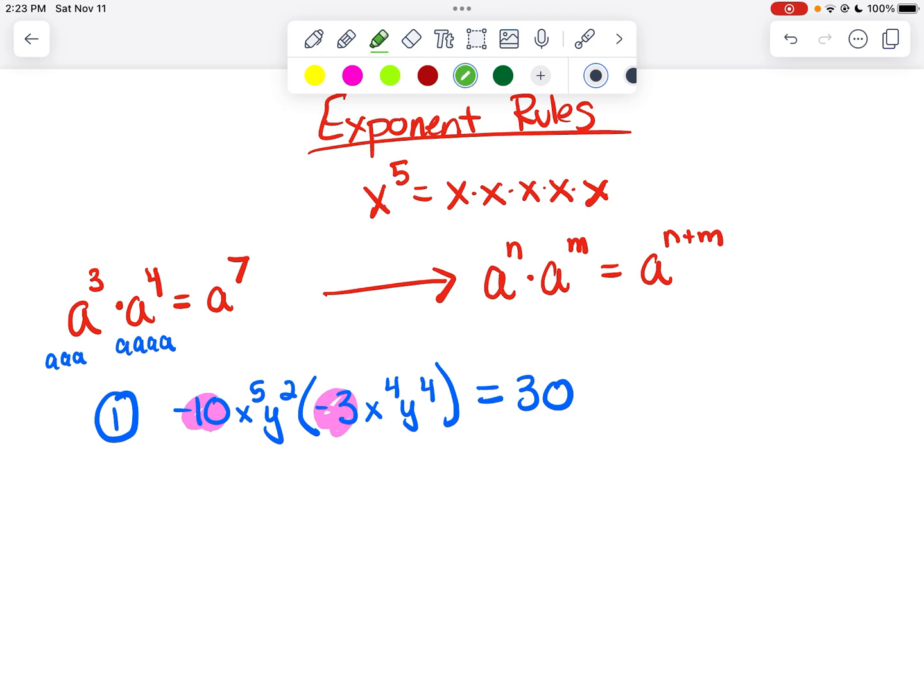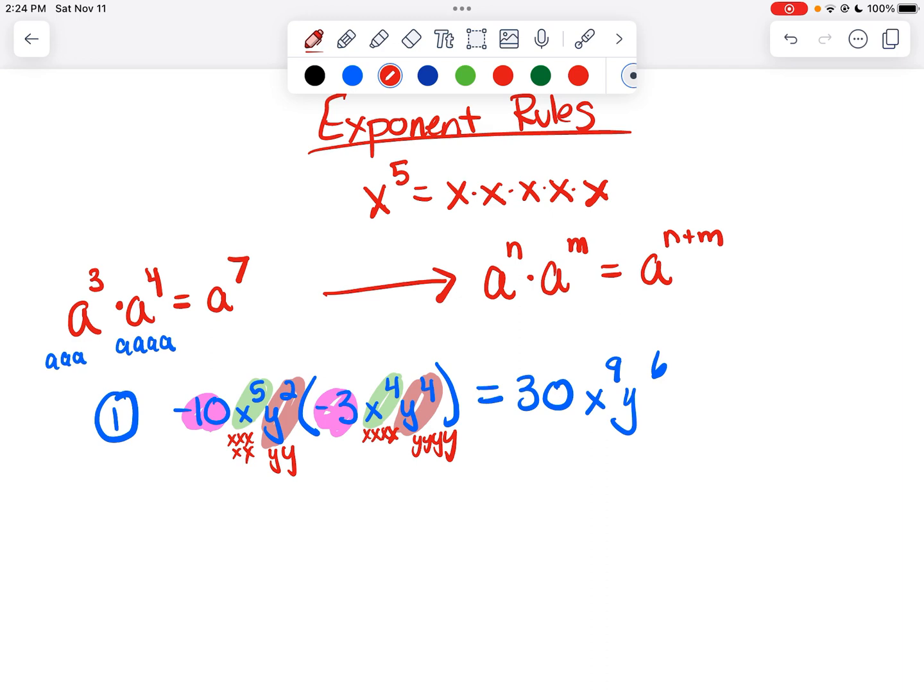Then if we take a look at our x's, we have x to the 5th and x to the 4th. Again, we could always write that out: 1, 2, 3, 4, 5, 6, 7, 8, 9. So there's really 9 x's, so this would be x to the 9th. Then for our y's, we have y squared and y to the 4th, and we could do the same thing: 2 y's, then 1, 2, 3, 4 y's, and we have y to the 6th. So when you are multiplying exponents with the same base, you are really adding those powers.